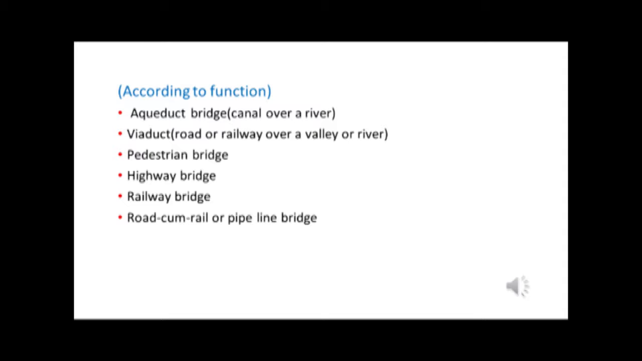And then we have the highway bridge, which is used for the continuity of the highway. And we have the road-cum-railway bridge. Road-cum-rail is something which is used by pedestrians as well as by road traffic. We also have the pipeline bridge.